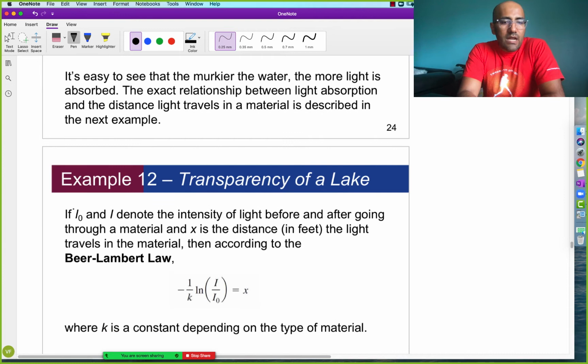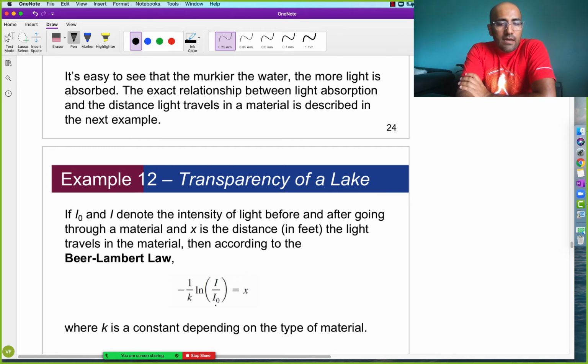So if I naught and I denote the intensity of light before and after going through a material, and x is the distance in feet that the light travels in the material, then according to the Beer-Lambert law, this relationship is true, where k is a constant depending on the type of material. Okay, so negative 1 over k, ln of I over I naught equals x.